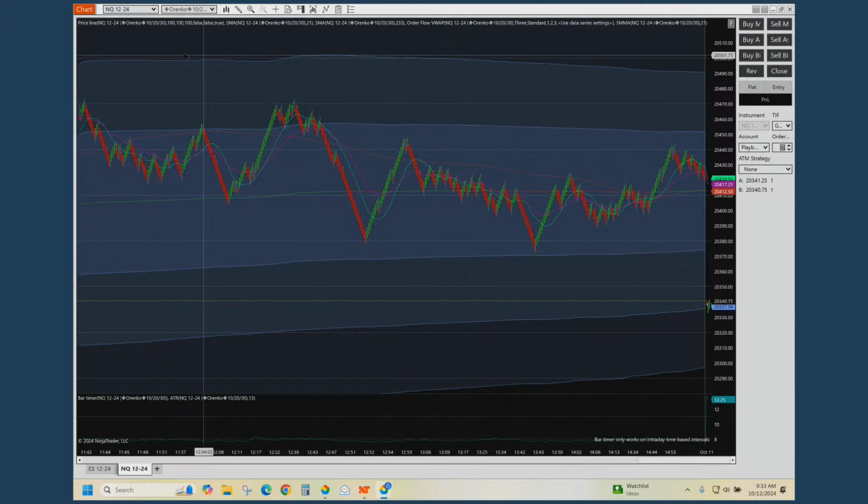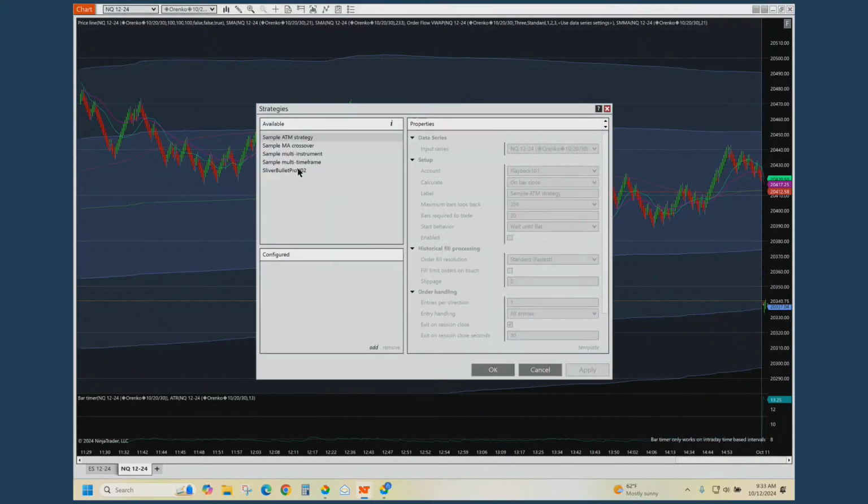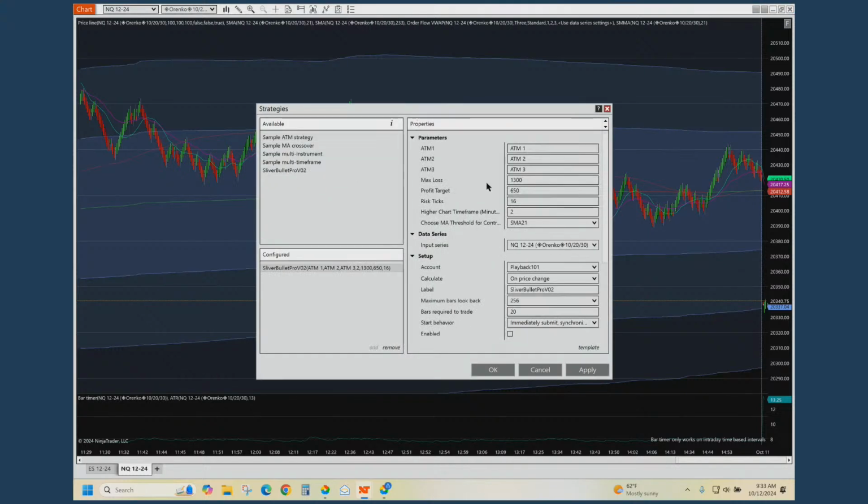So this is NQ futures symbol for NASDAQ. And I have a special Renko chart on the screen. And here I'm going to load the software, our Sliver Bullet Pro signature software. There are different parameters here. You see ATM1, ATM2, ATM3. These parameters tell the software how many contracts to use for trading. So ATM1 uses one contract, 2 uses 2 contracts, and 3 uses 3 contracts.